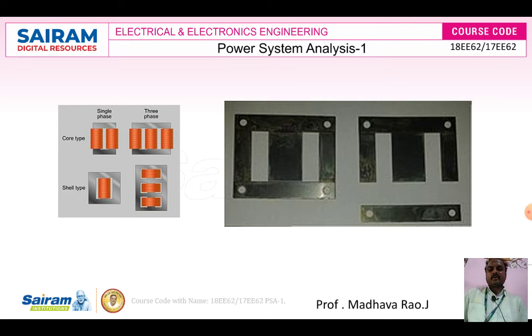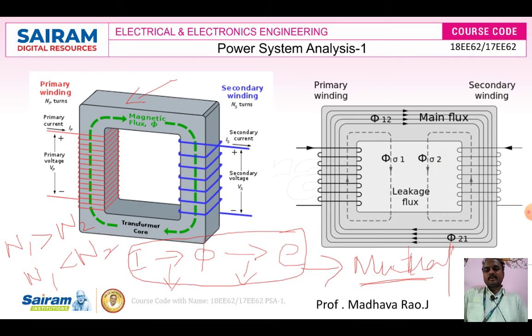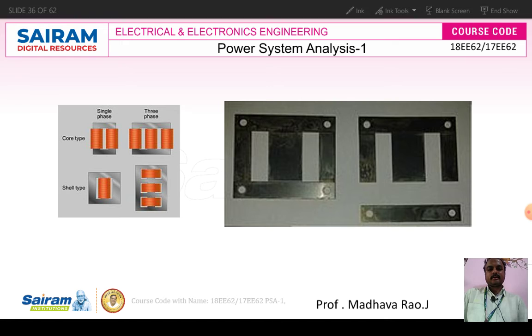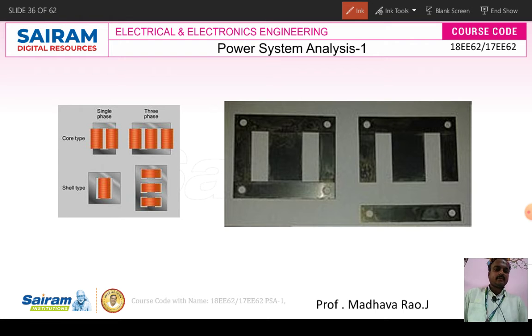Here in the core type transformer, the core is having two limbs. In the shell type transformer, the core is having three limbs in single phase. So here we can see, in the core type transformer, the winding is surrounded by the core. In the shell type transformer, the core is surrounded by the winding.